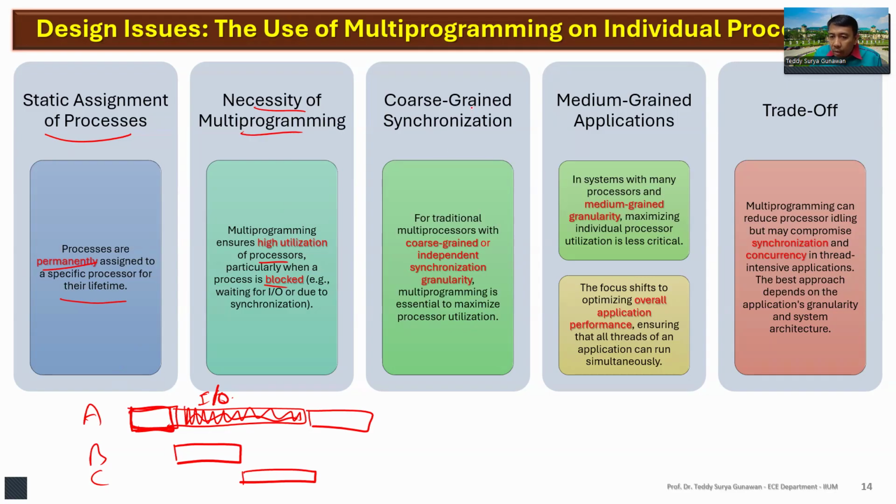And we have coarse-grain synchronization. Multi-programming is essential to maximize processor utilization. For coarse grain, remember you have multi-process and multi-program. For medium-grain applications, this will be less critical, where the focus is to improve the overall application performance. This is the thread, using threads. So these are the issues on the use of multi-programming on individual processors.